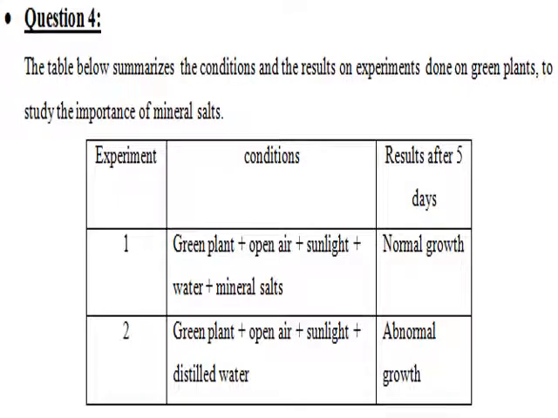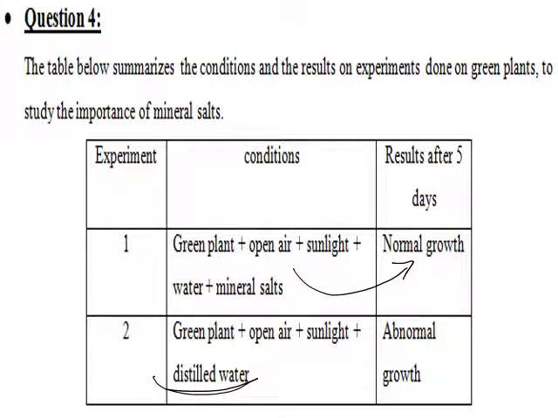The table below summarizes the conditions and the result of an experiment done on green plants to study the importance of mineral salts. We have 2 experiments, 1 and 2. In the first experiment, the green plant has open air, sunlight, water and mineral salt. After this, it has a normal growth. In the second experiment, the green plant is in the open air and sunlight, but instead of water plus mineral salt, it has distilled water.